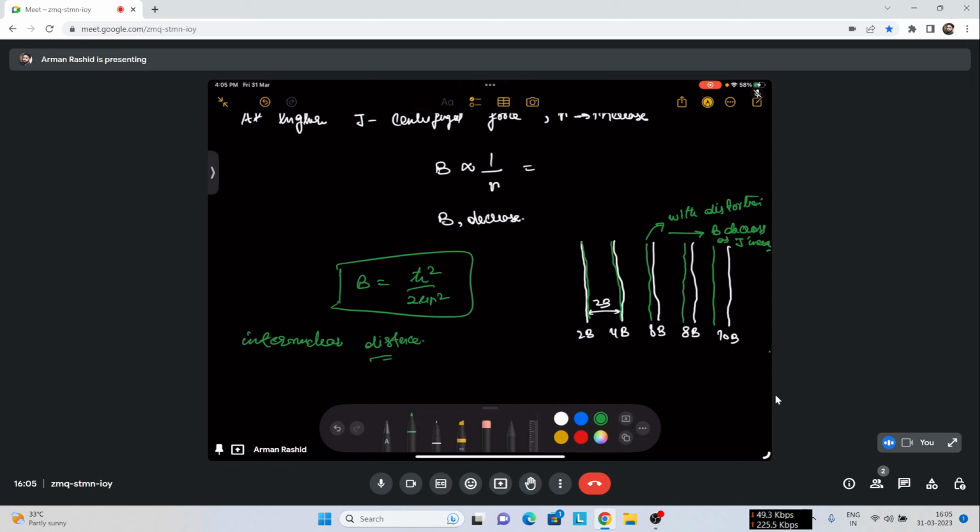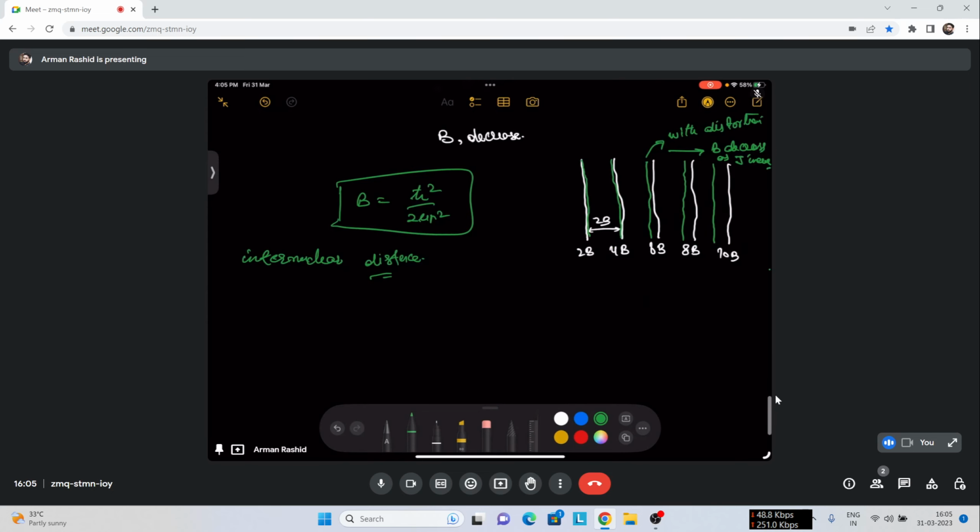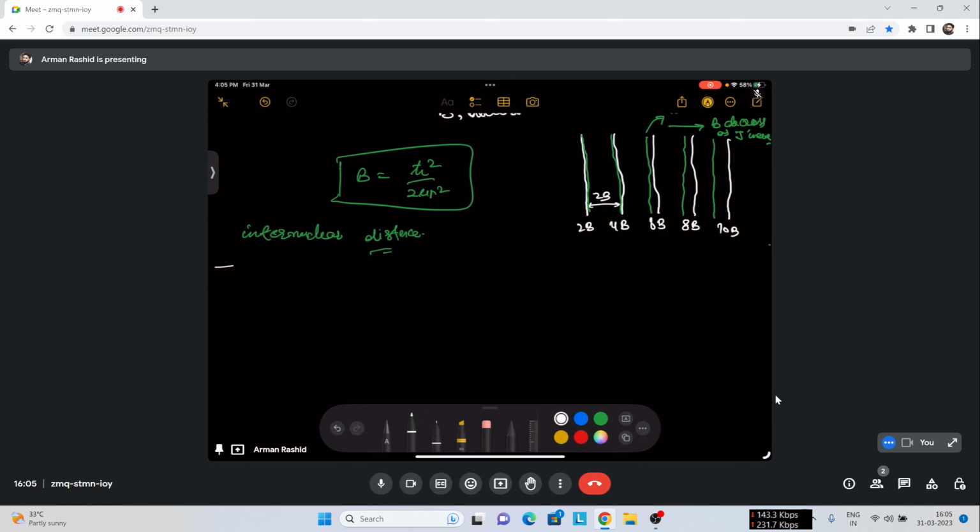Now we'll go to the vibrational transitions. Now we'll go to vibrational spectroscopy.